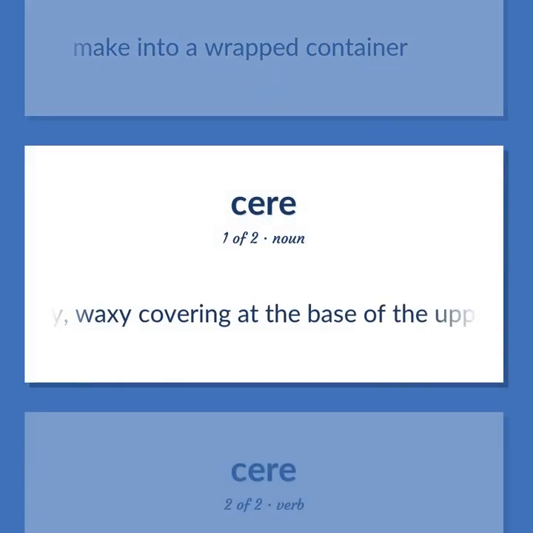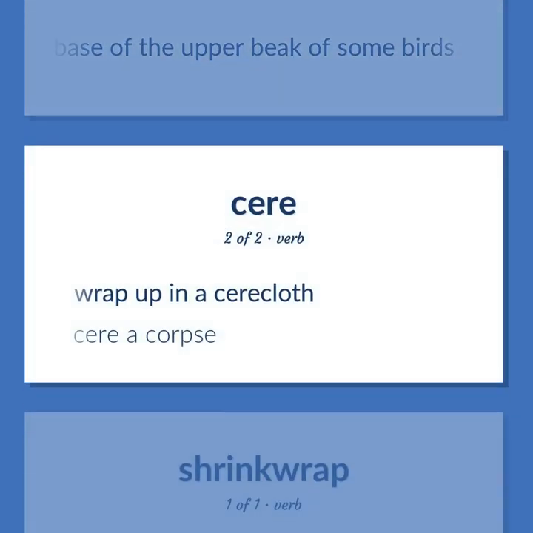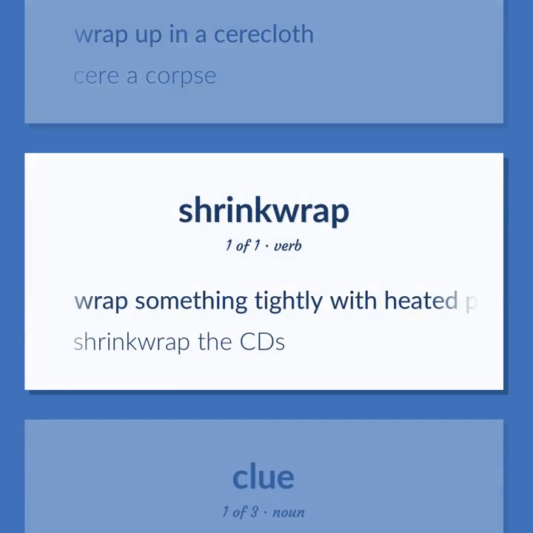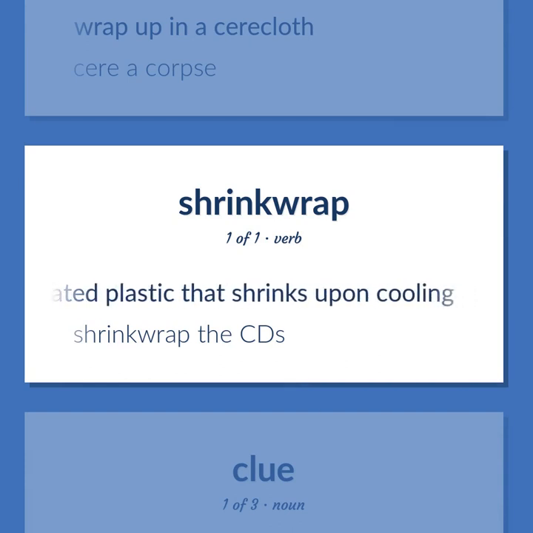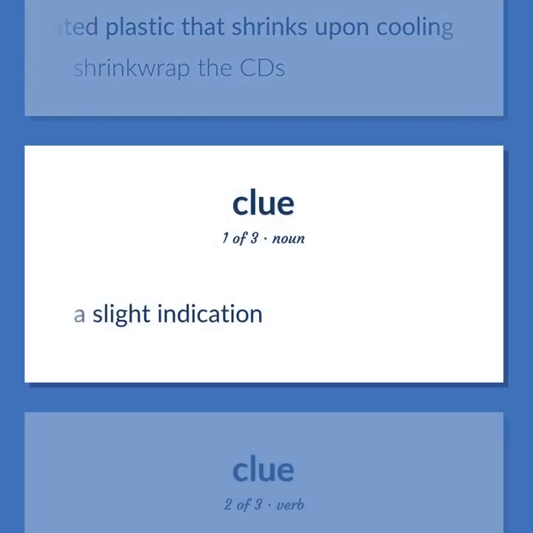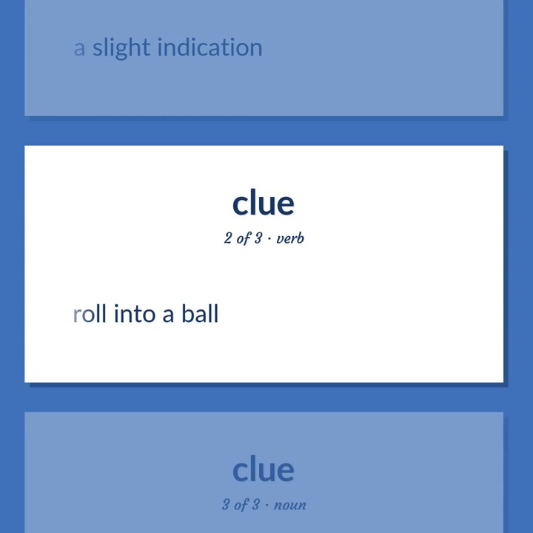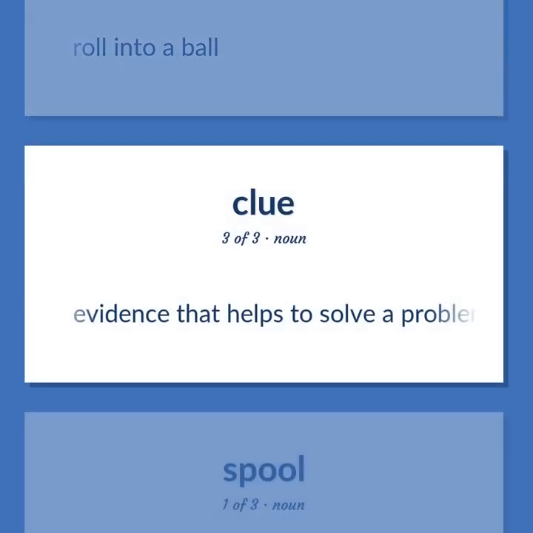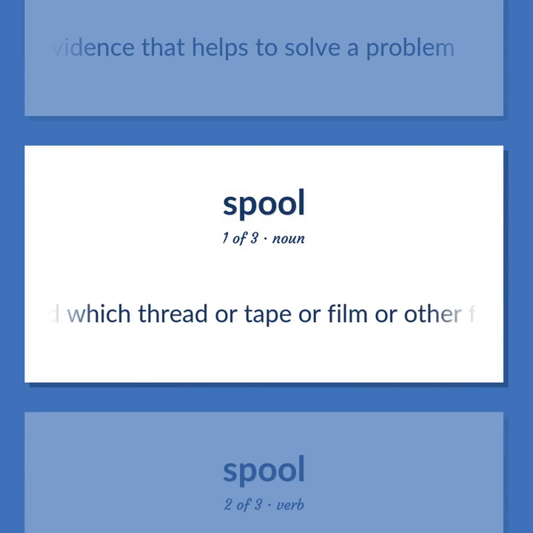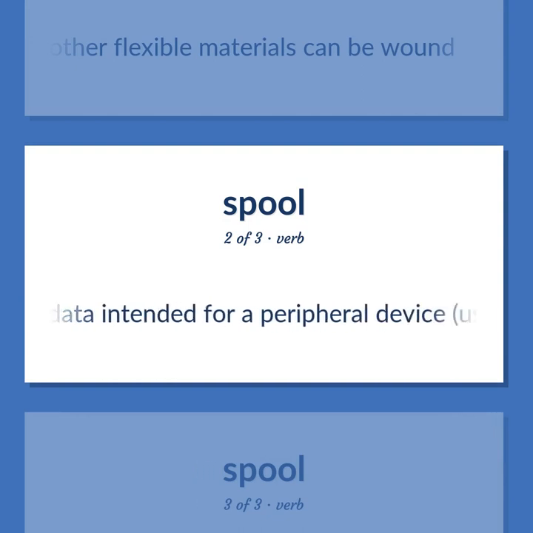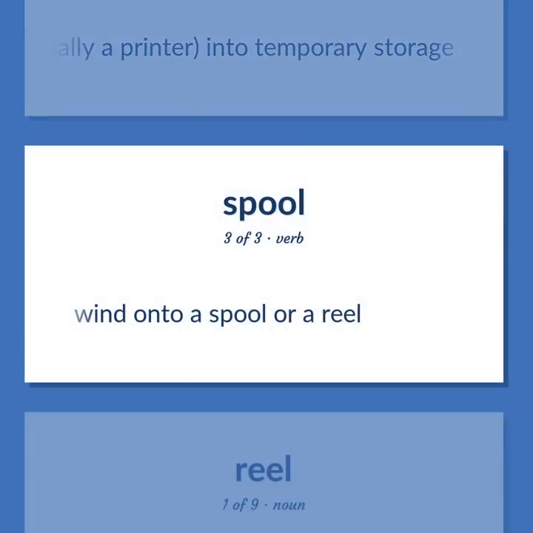The fleshy, waxy covering at the base of the upper beak of some birds. Wrap up in a cerecloth. Sear a corpse. Wrap something tightly with heated plastic that shrinks upon cooling. Shrink wrap the CDs. A slight indication. Roll into a ball. Evidence that helps to solve a problem. A winder around which thread or tape or film or other flexible materials can be wound. Transfer data intended for a peripheral device, usually a printer, into temporary storage. Wind onto a spool or a reel.